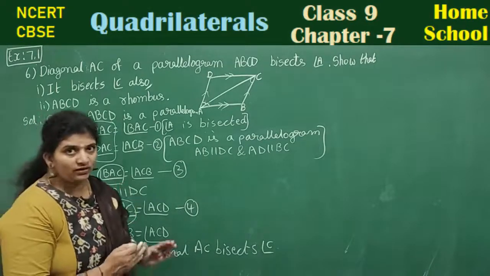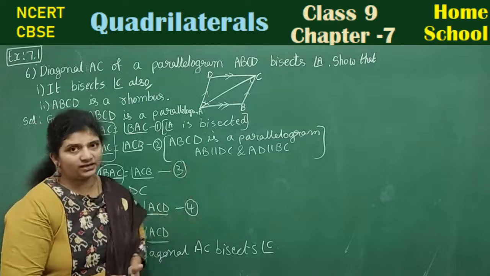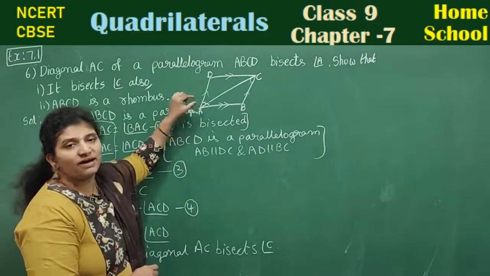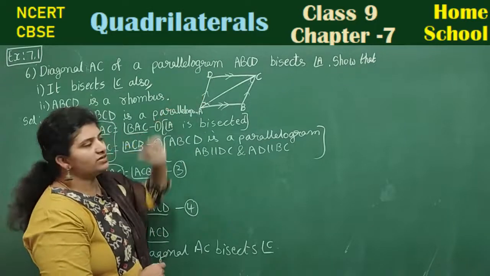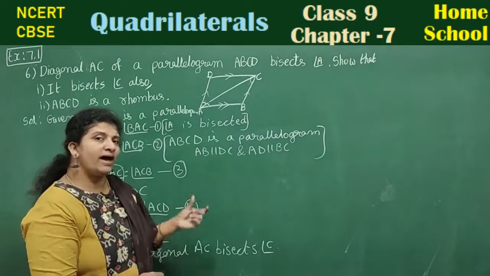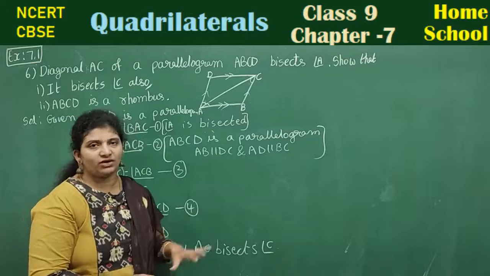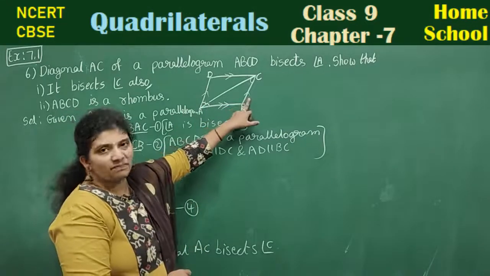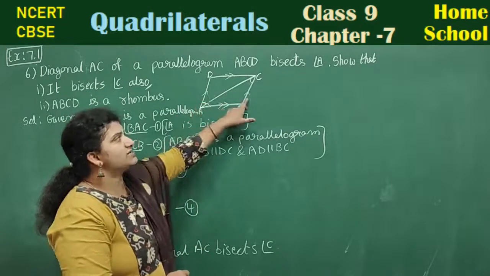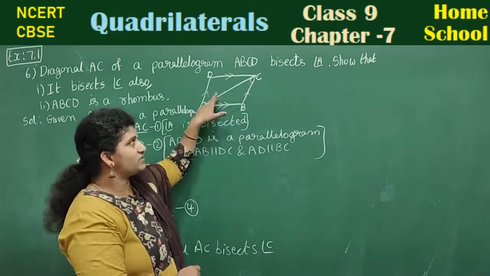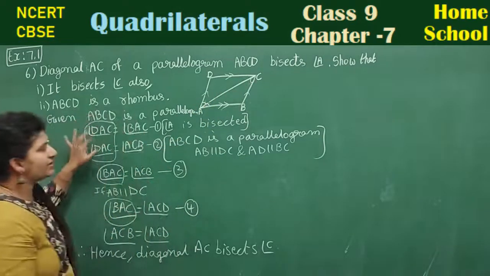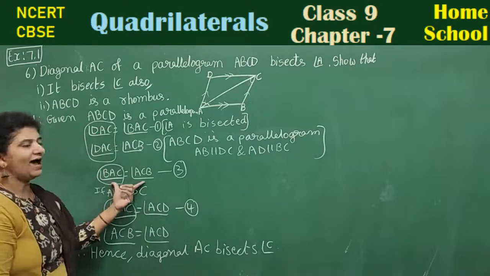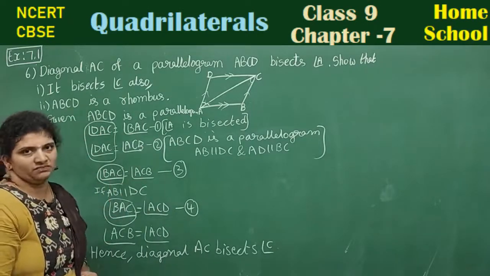What did we do here? Given a parallelogram and a diagonal. The diagonal bisects the angle A given here. That means this angle is equal to this angle. Now in a parallelogram, opposite sides are parallel, we know. I have taken these two sides as parallel. Then if these two sides are parallel and this is a transversal, this angle is equal to this angle. Then if you compare these two, you get angle BAC is equal to ACB.